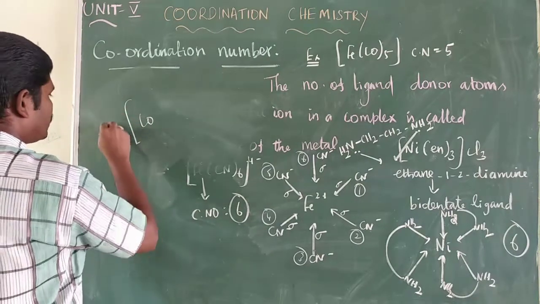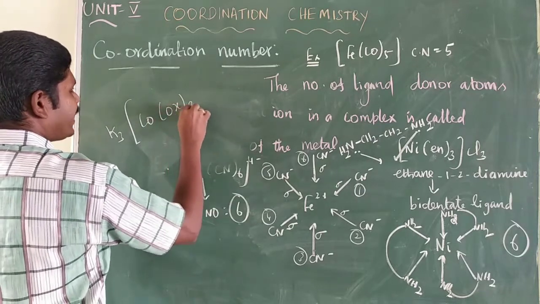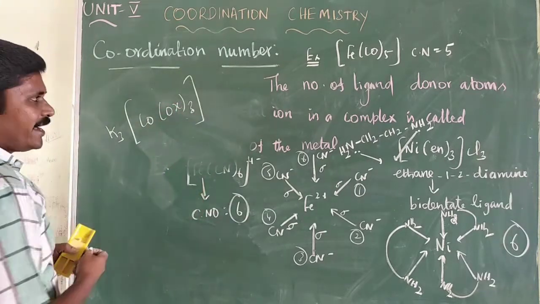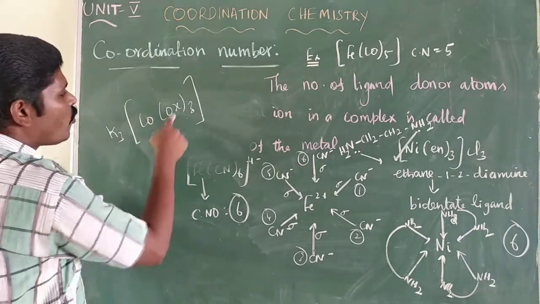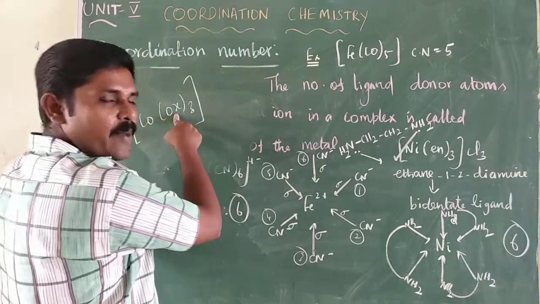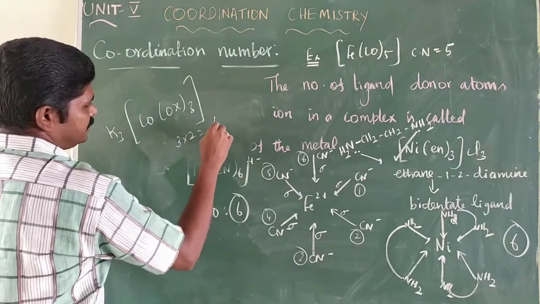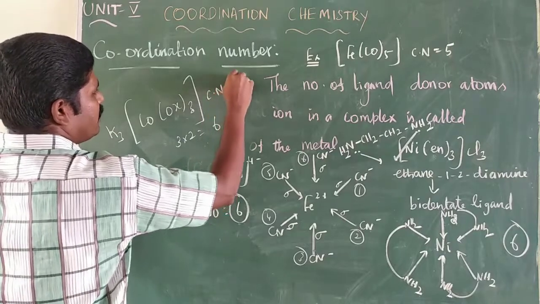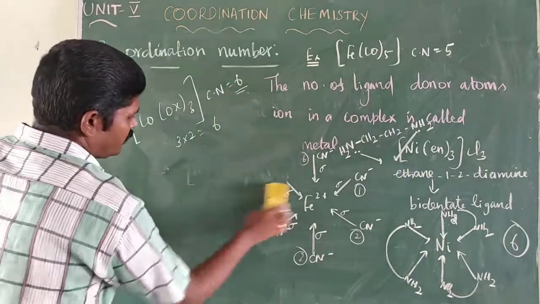K3[Co(ox)3]. Right? So ox, oxalate, is a bidentate ligand. So coordination number is 3 into 2, 6. So coordination number 6. Right? So, another example.